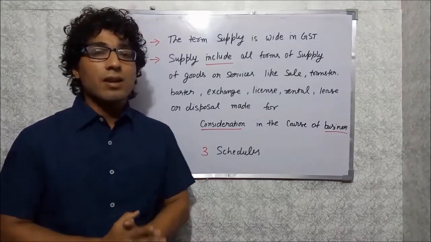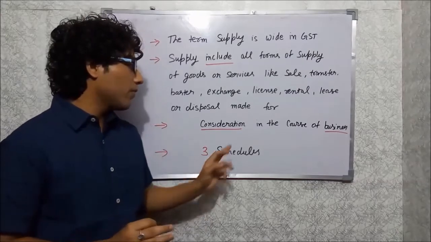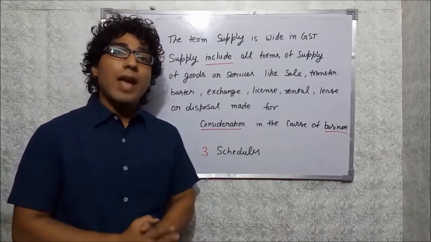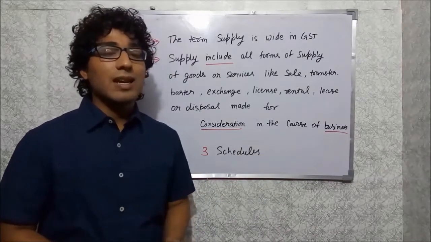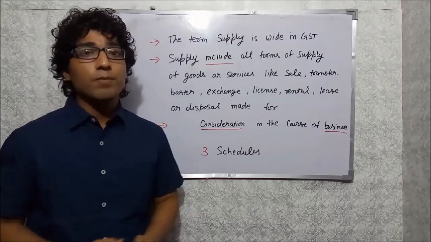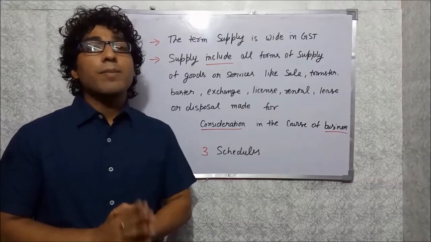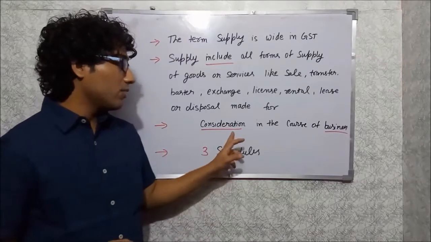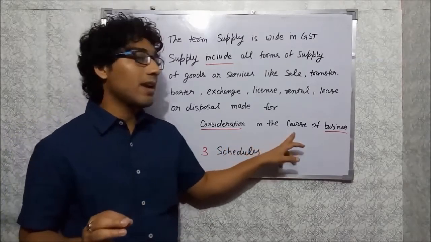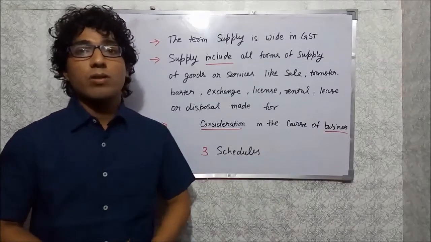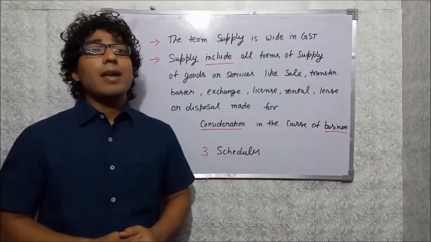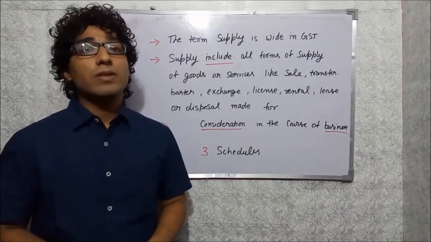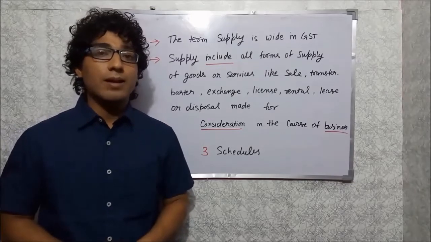So all the activities like sale, transfer, barter, exchange, license, leasing, rental or disposal of goods or services will be supply under GST. But those activities should be made for the consideration and it should be in the course or furtherance of business. So the two things are very important for making any activity fall under the definition of supply. That is, the activity should be for the consideration and the activity should be in the course or furtherance of business. And the supply also includes the import of services. Section 7 especially includes the import of services into the definition of supply.